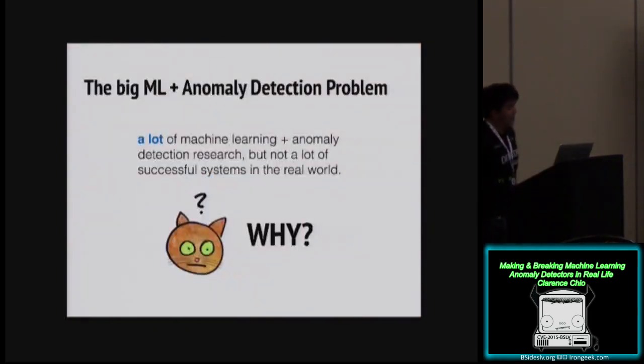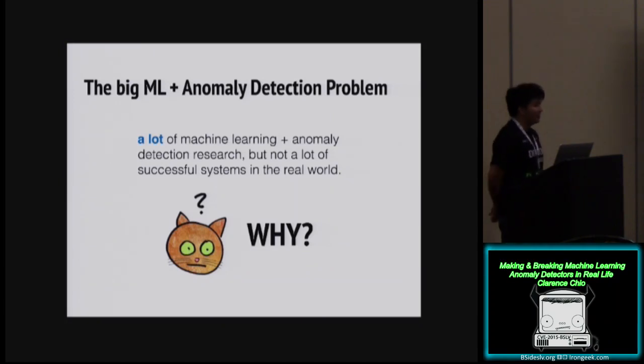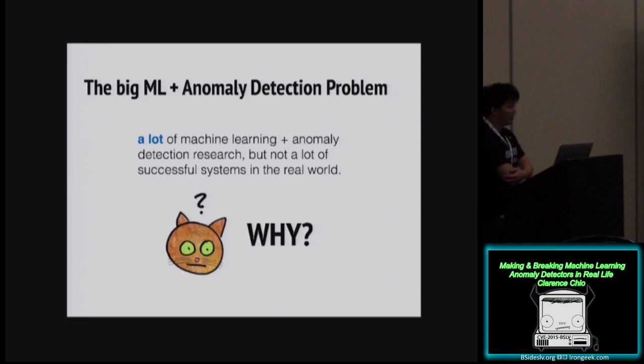There is a big machine learning and anomaly detection problem, and I'm not able to pinpoint exactly why this problem exists, but there's a lot of machine learning and anomaly detection research in the last couple of decades. From the 70s, 80s, 90s onwards, there have been a lot of papers written in this area. And I know because I looked them up and I tried to read through all of them, and there's a lot. But why aren't there more successful systems being used in the real world?